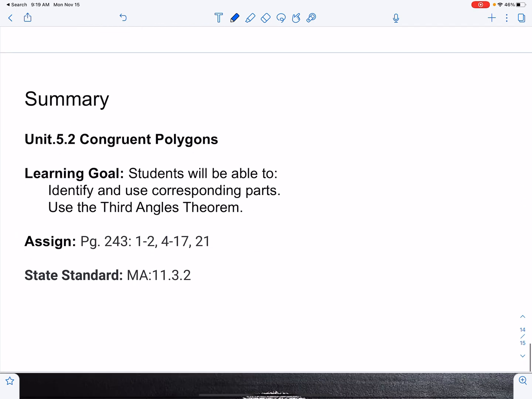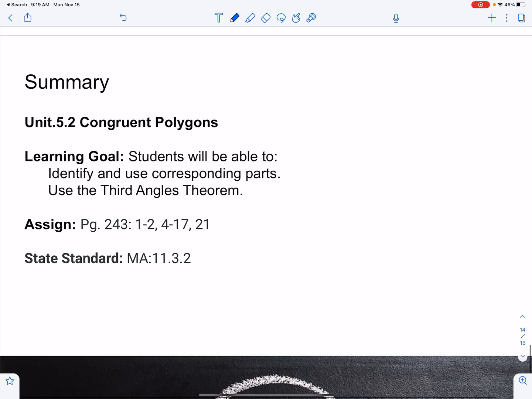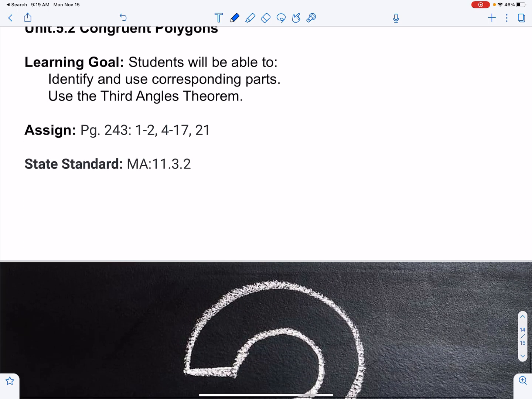All right, so in summary, again, we were supposed to have used corresponding parts in triangles or in polygons in general. We learned the third angles theorem. We used it in a proof. You have the assignment posted for you. There's a practice set. Make sure you ask questions if you need to. And again, make sure we're taking good notes and staying really well organized.